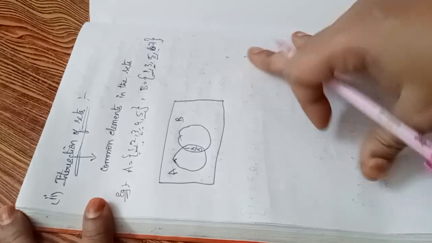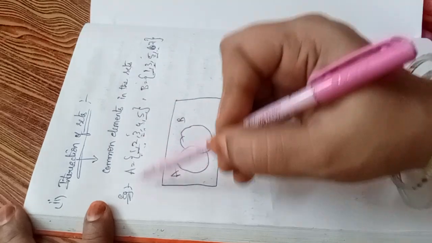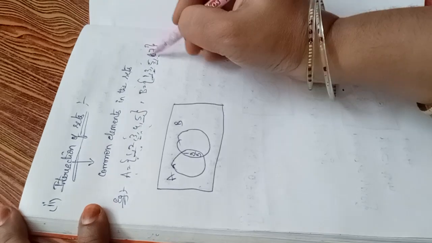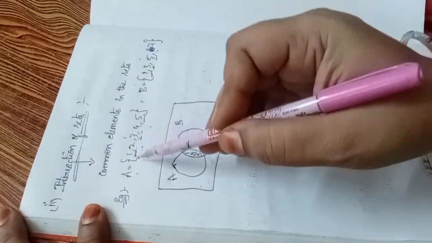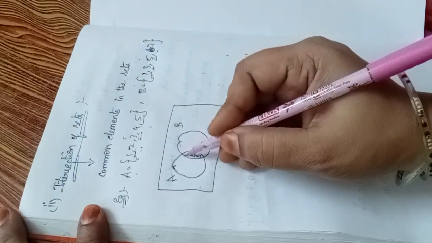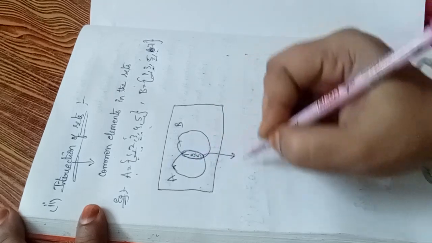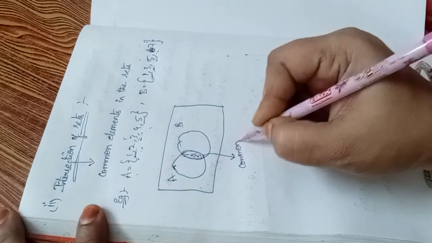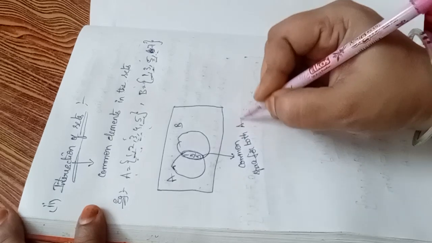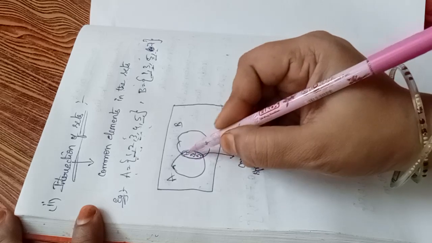Next one is intersection of sets. Intersection is nothing but the common elements in the given sets. Example, if I take A equals 1, 2, 3, 4, 5 and B equals 1, 3, 5, 7. If you observe the elements, what are the common elements here? 1, 3, 5. So the space common for both A and B, here we wrote the common numbers in both the sets.